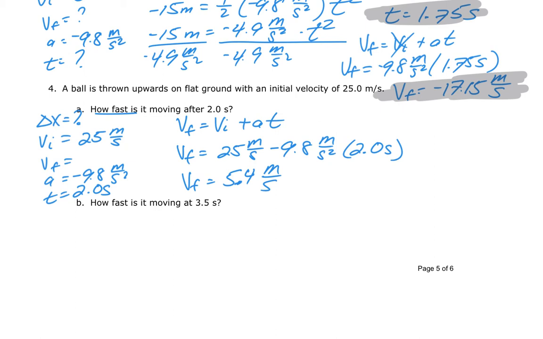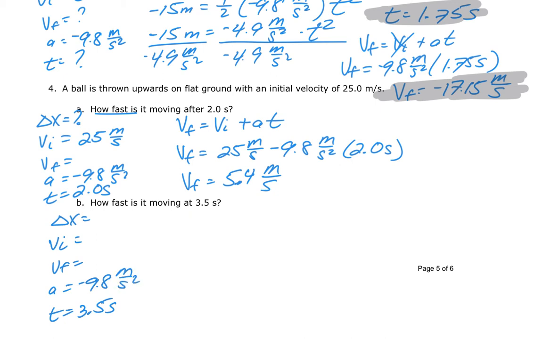Now they ask another question. How fast is it moving at 3.5 seconds? So I have to pretty much start the problem over. Not entirely, but a lot of it I have to start over. I still know my time. This time is 3.5 seconds. I still know my acceleration, even though it's thrown up.